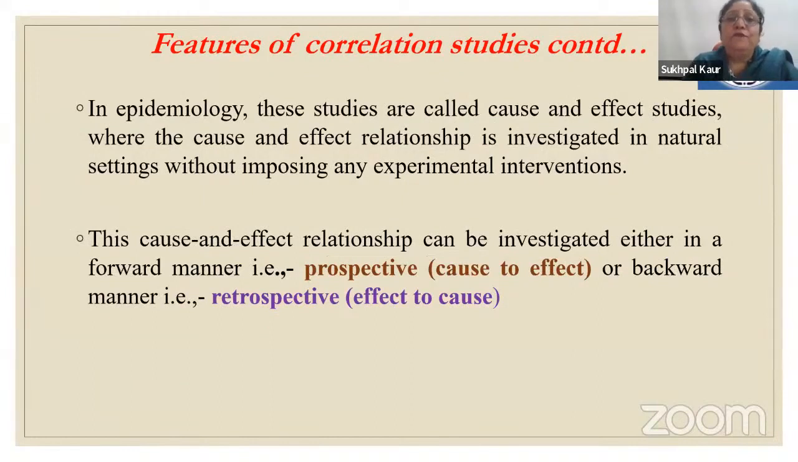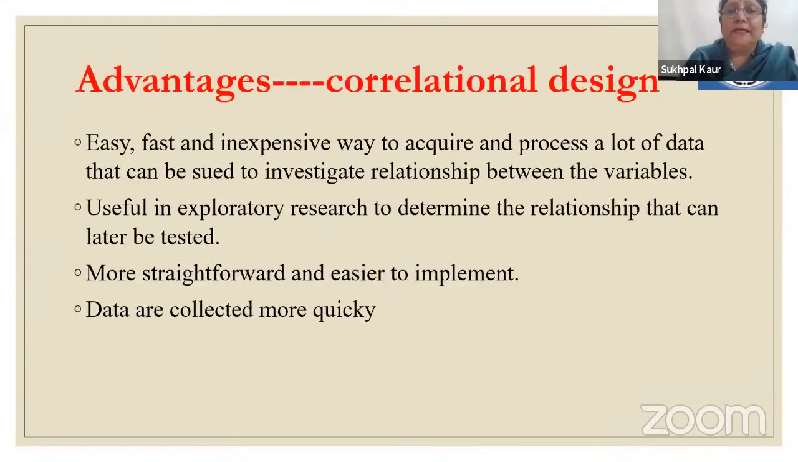And in epidemiology, if we see these types of correlation studies, they are called cause and effect studies, where the cause and effect relationship is investigated in a natural setting without imposing any experimental intervention. And this cause and effect relationship can be investigated either in the forward manner, which is called prospective or cause to effect, or in the backward manner, which is called retrospective, which is effect to the cause. So from an epidemiology point of view, these types of research studies can be prospective studies or retrospective studies.